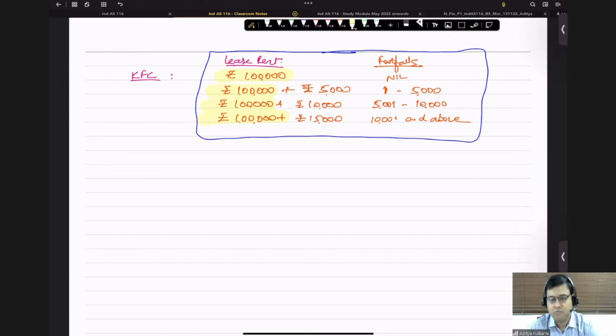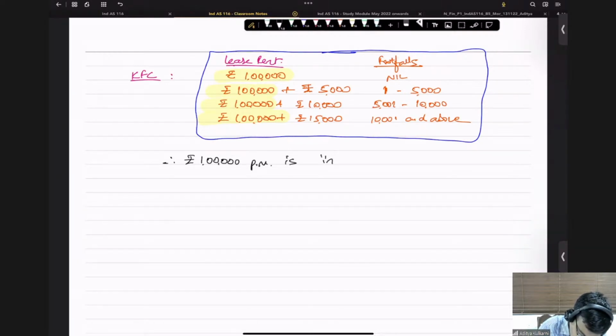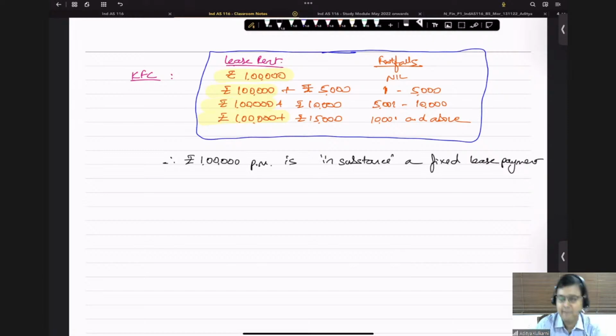Okay. So now this 1 lakh, therefore rupees 1 lakh per month, is in substance a fixed lease payment. And where will it go? It will go in my lease liability calculation. Okay. In substance, a fixed lease payment. So what can I define? Sir, if we talk about the definition, what is a fixed lease payment?